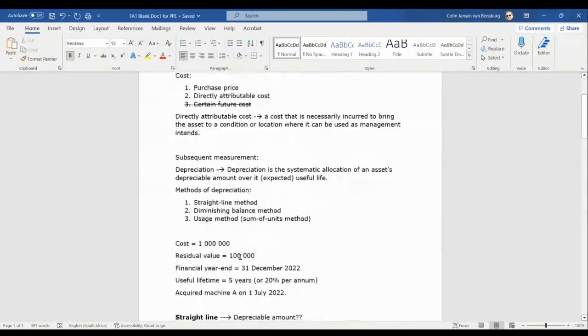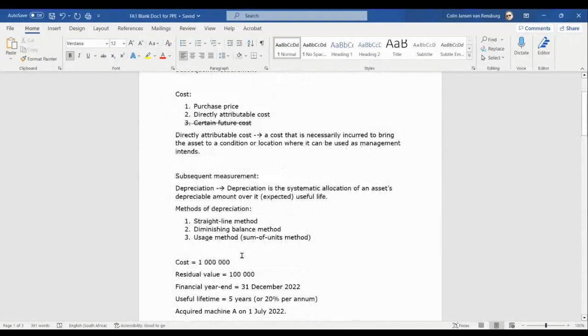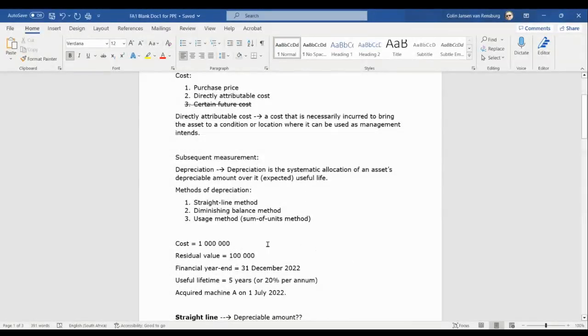Let us start with the straight line method. Right, ladies and gentlemen, I've just come up with some very straightforward figures for us here again so that we can use them in our calculations. So we are saying it doesn't matter what kind of asset it is, but like we said the other day, let's use a motor vehicle as an example because it's one of the most commonly found property, plant, and equipment items.